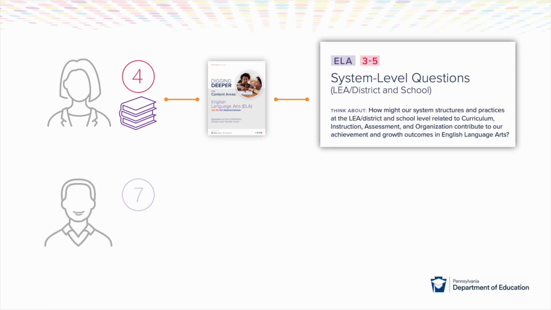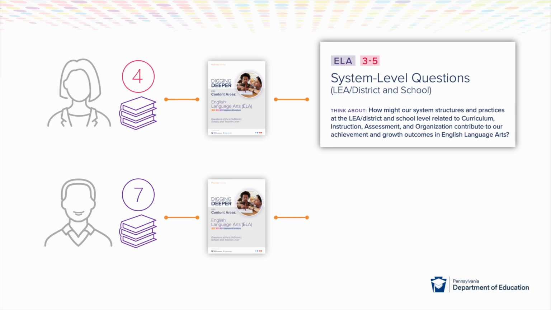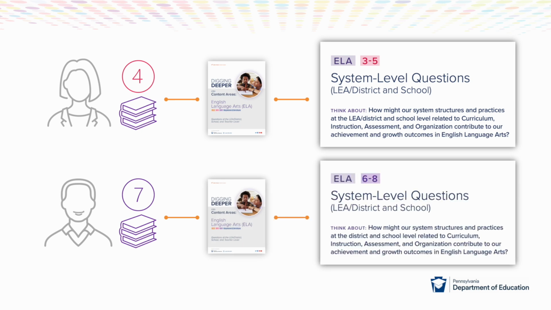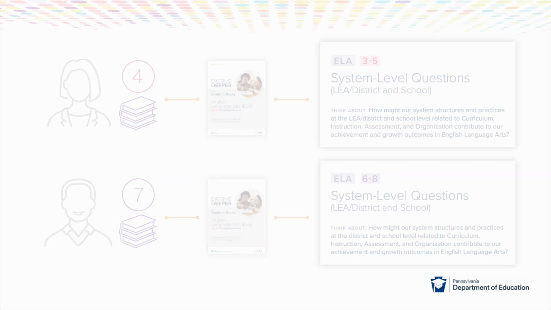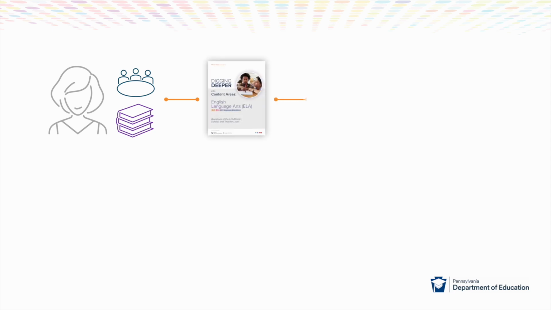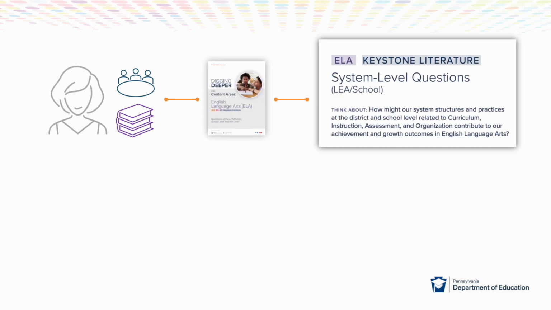If I'm a 7th grade ELA teacher working with my English department in the middle school, we want to start with the Digging Deeper Guide for ELA and go right to system-level questions in the grade band of 6-8. If I'm a high school English teacher working with the English department, I will go to the same Digging Deeper Guide, but I'll turn to the system-level questions section, then the questions for Keystone Literature.